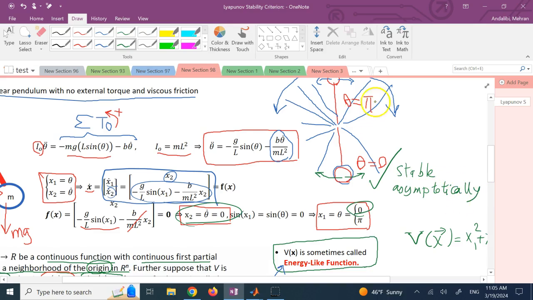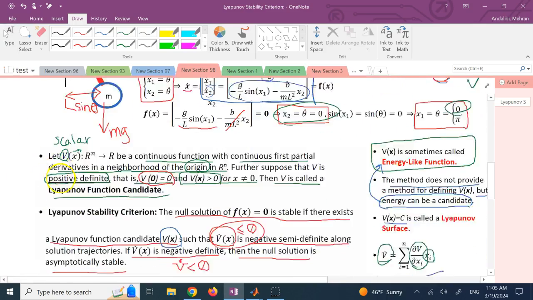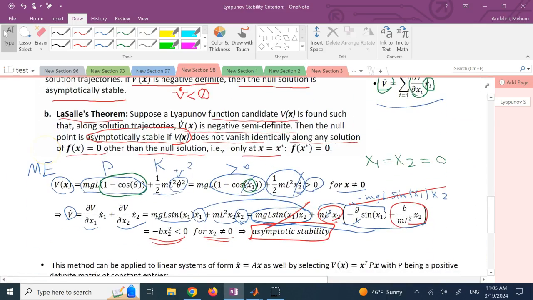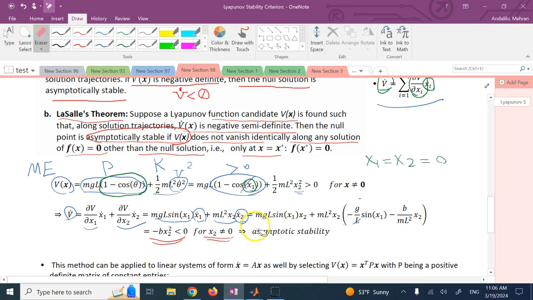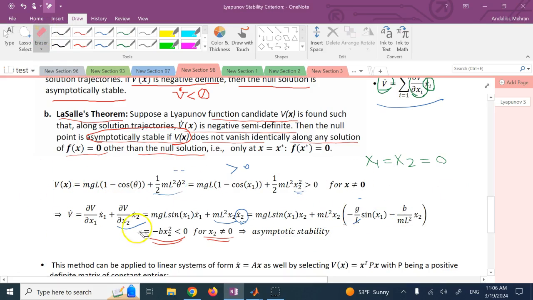Now, what about that point up there at pi? For pi, we need to change the function V. Why? Because this V function is not going to be 0 around pi, around theta of pi. So what should we do? Well, let's take a look again. So this time, my V has to be 0 at pi.